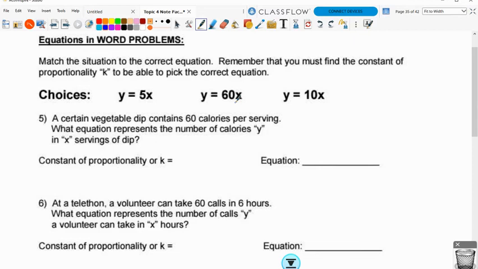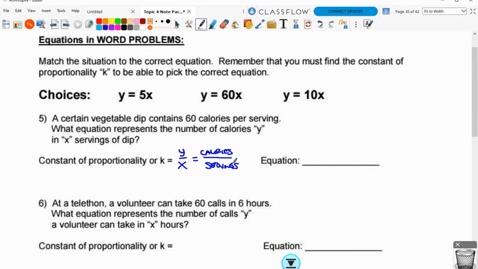So let's take a look at example number 5, and let's see if we can pick out which equation represents this example. A certain vegetable dip contains 60 calories per serving. What equation represents the number of calories, which is y, in x servings of dip? So remember, in this, k is always equal to y over x. And in this example, that's your calories over x, your servings.